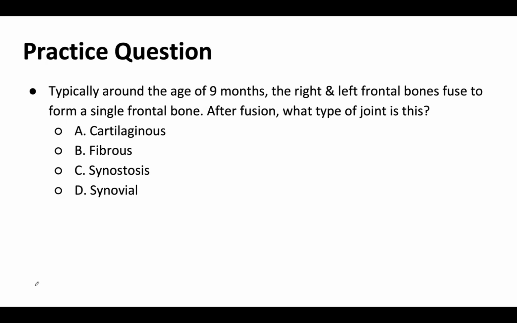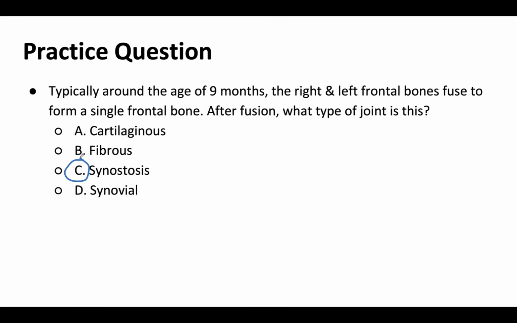All right, we have reached the practice question. Typically around the age of 9 months, the right and left frontal bones fuse to form a single frontal bone. And that's what most of us have in terms of the adult skeleton. After fusion, what type of joint is this? What do you think? When you're ready, let's discuss how C, or synostosis, is the correct answer.